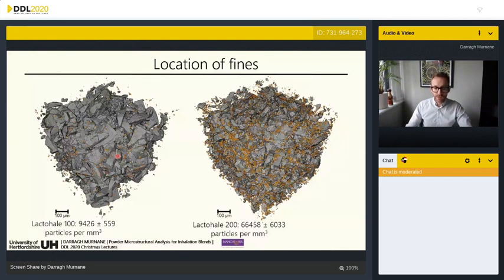in the volume that they occupy, and we can start to pull out and identify the location of each of these particles in the lactohale 200 that has many more fines. So we're able to identify very fine structures, porosity within agglomerates, locations of agglomerates within the powder blend, and we're able to understand material properties.